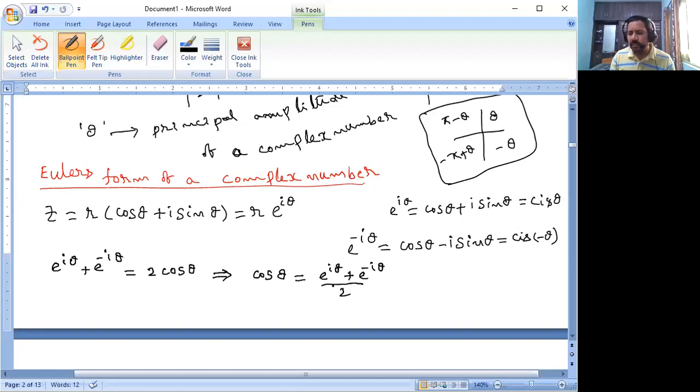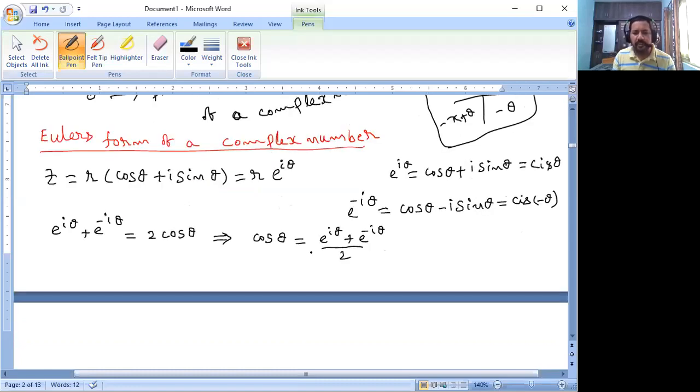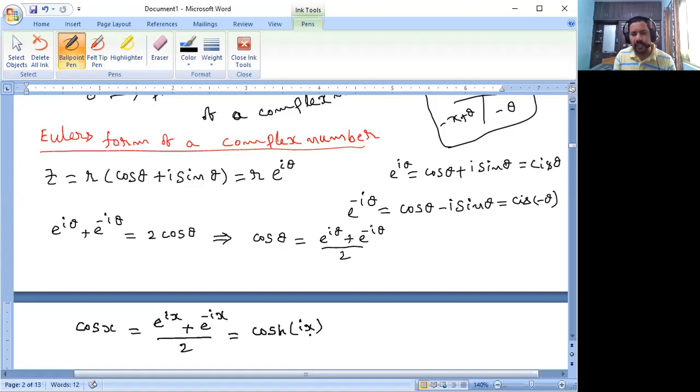I am going to write another form, that is cos x, which is equal to e power ix plus e power minus ix divided by 2. You know that in hyperbolic functions, the formula is cosh of ix. If we subtract, we get e power i theta minus e power minus i theta.